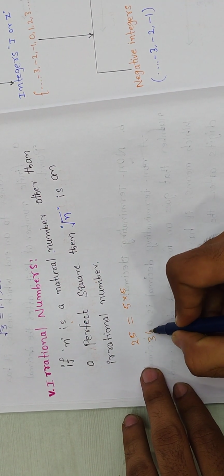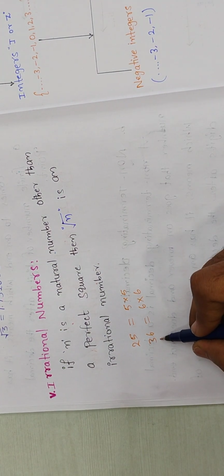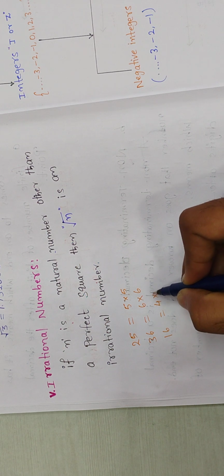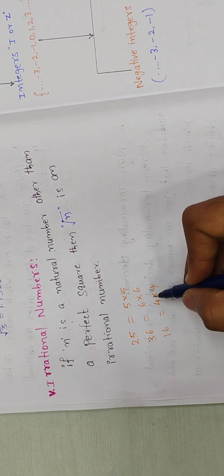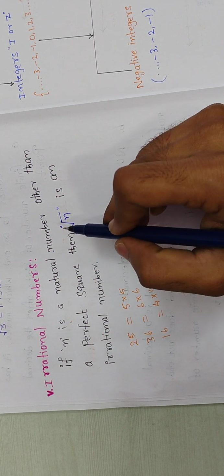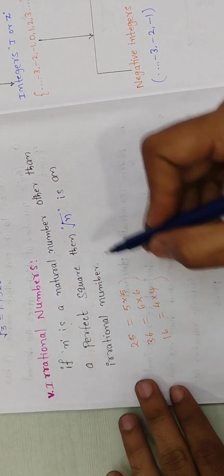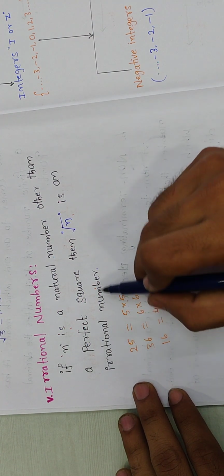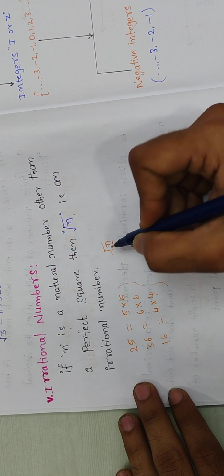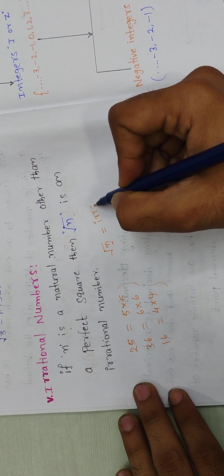For example, if you look at 36, you can write 6 into 6. 36 is a perfect square. If you write 16, you can write 4 into 4. So these are perfect squares. He is telling that for any natural number n other than a perfect square, under root n is an irrational number. If n is not a perfect square, then we call the square root an irrational number.